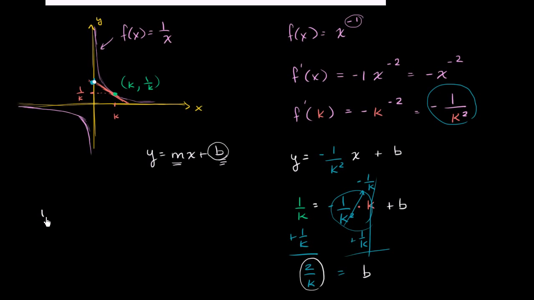If we wanted the equation of the line, well, we've done all the work. Let's write it out. It'll be satisfying. It's going to be y is equal to negative 1 over k squared x plus our y-intercept, plus 2 over k. And we're done.